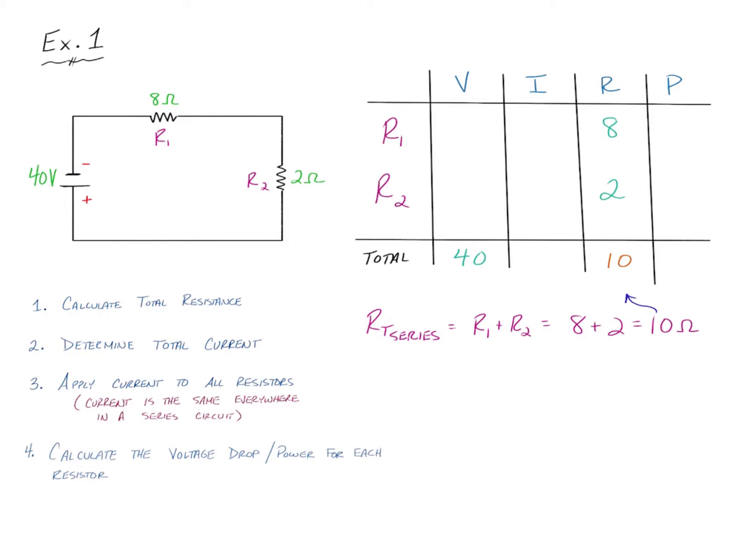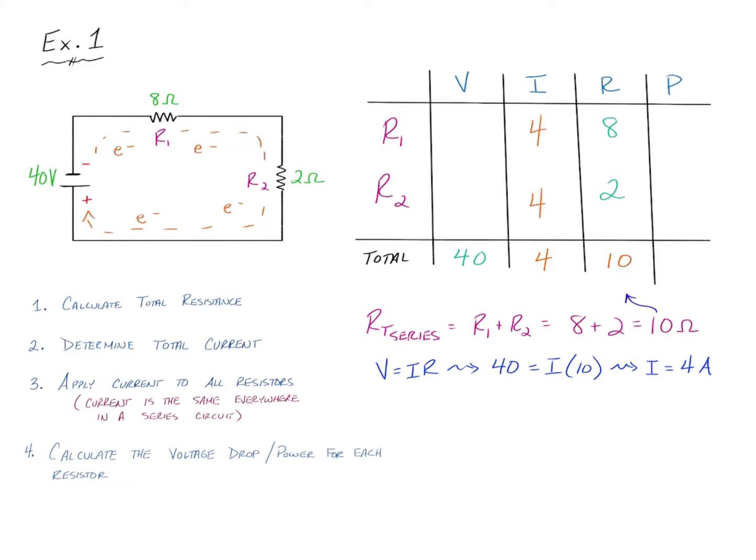Now, anytime you have any 2 values in any one row, you can always apply one of the equations we've discussed previously. In this case, by knowing the voltage is 40 and the resistance is 10, we can utilize Ohm's law. The voltage of 40 and the resistance of 10 produces a total current of 4. So utilizing Ohm's law, we recognize that the total current coming out of the battery is 4 amps.